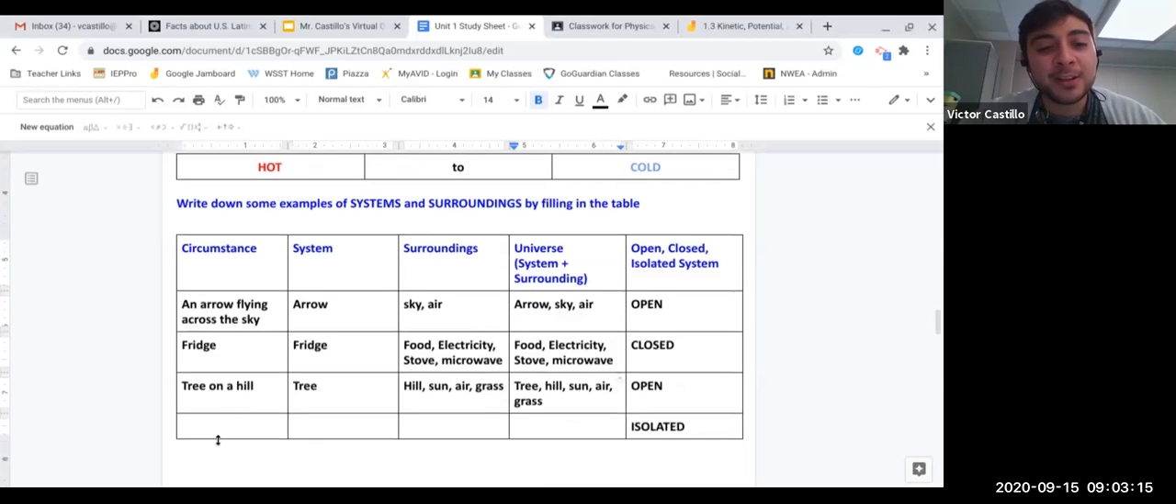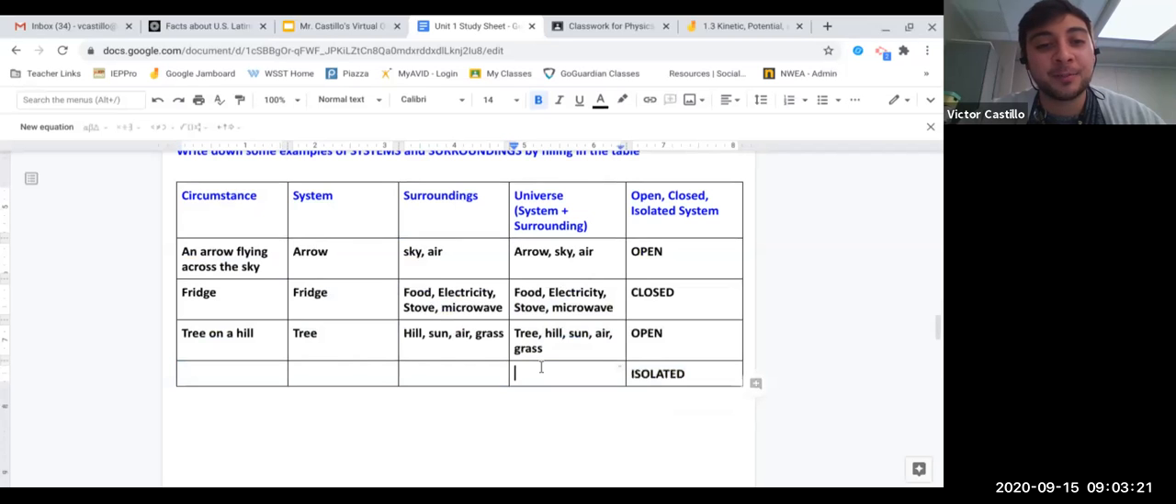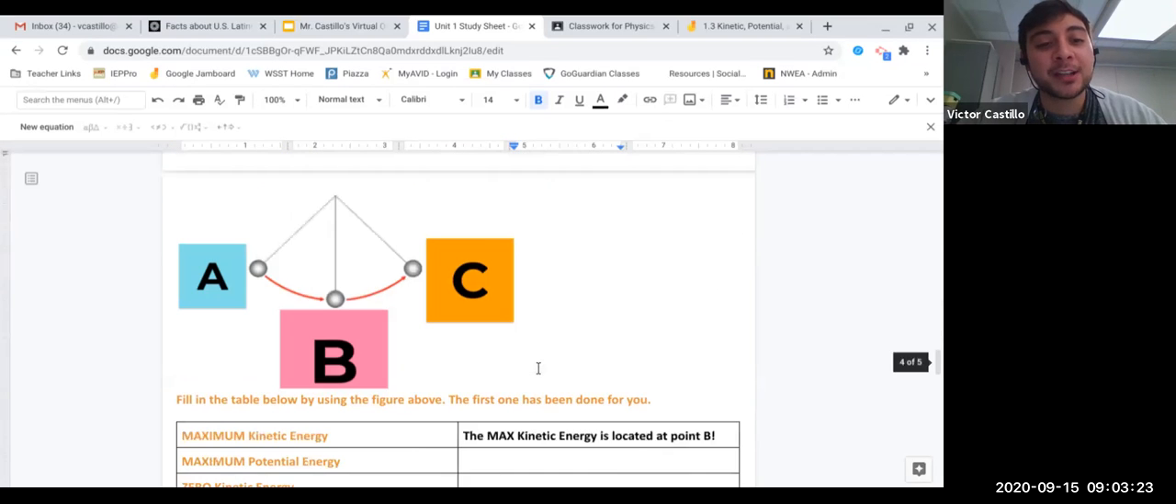And for isolated, we actually won't focus on isolated. Like I said, it's not that common. So even though I put that, we don't need to worry about that one. Don't worry, it's not going to be tested. Let's move on to the next one.